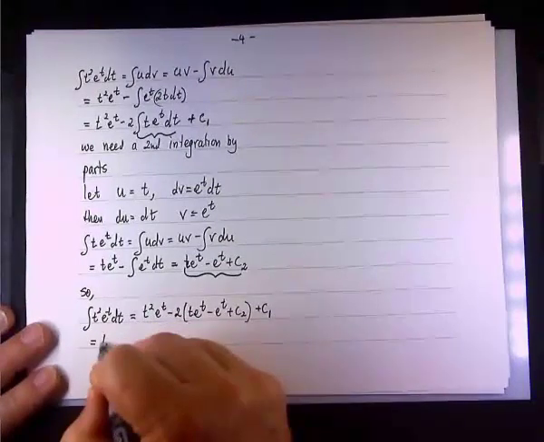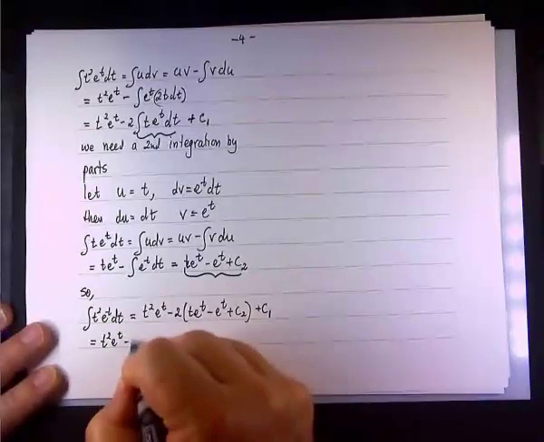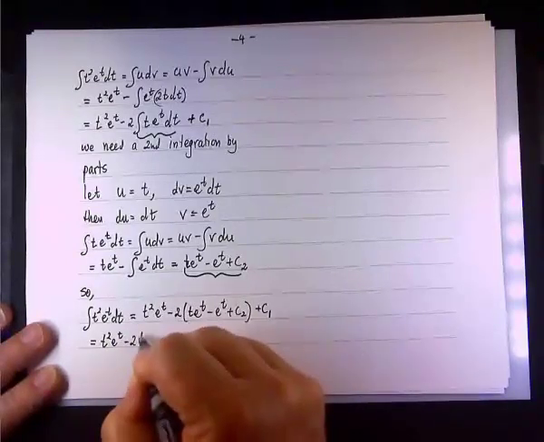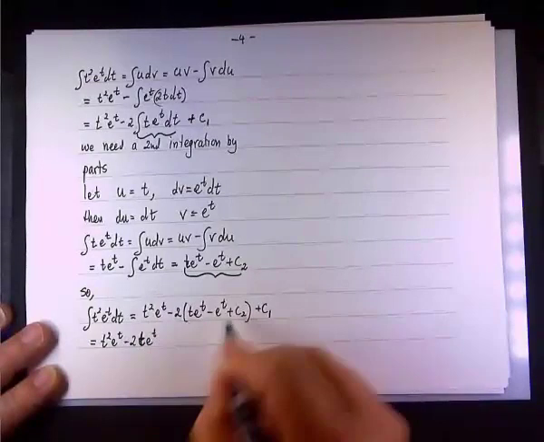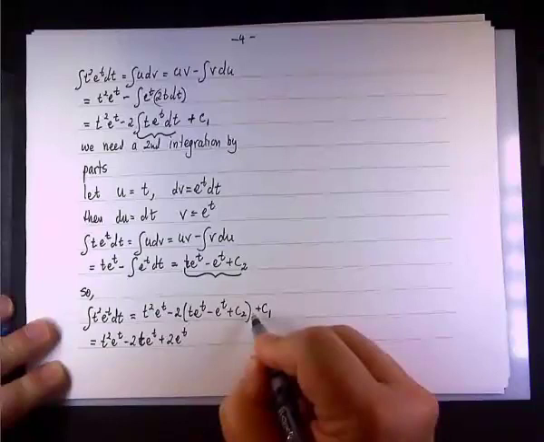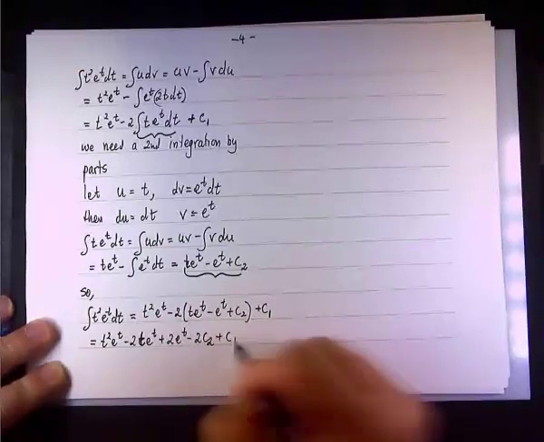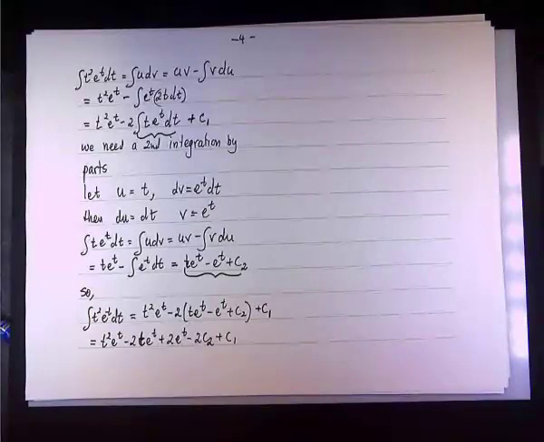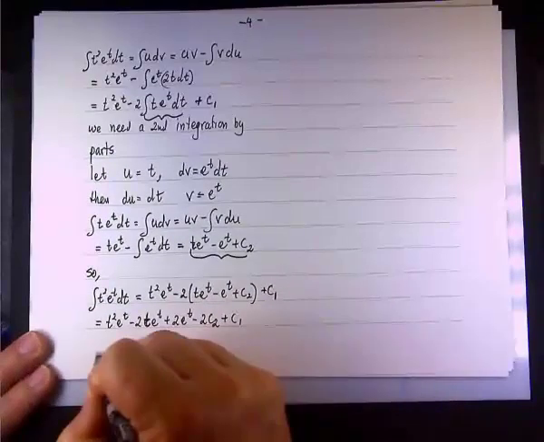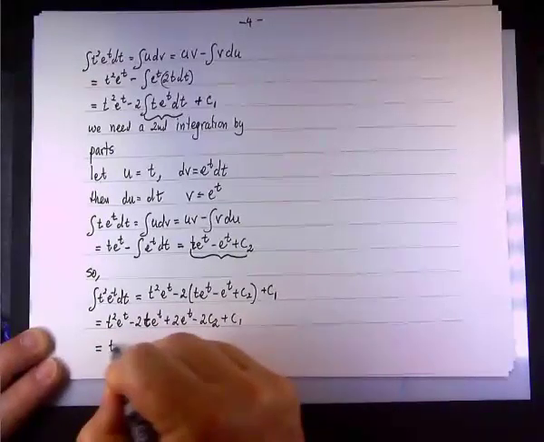Now we need to clean up this mess. Okay, clear parentheses, see if we can simplify it a little bit. So we have t squared e to the t, and then we have minus 2t e to the t, and then we have plus 2 e to the t, and then we have minus 2 c2 plus c1.